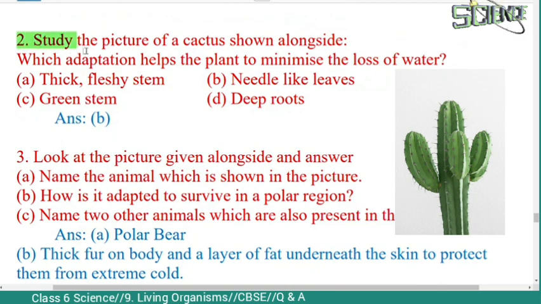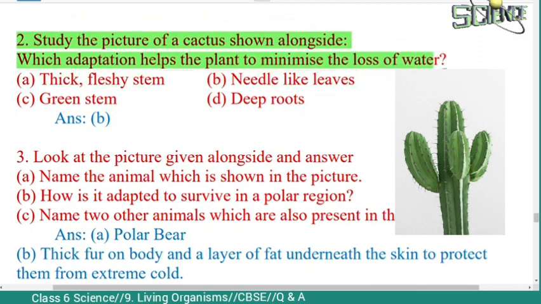Second question, study the picture of a cactus shown alongside. Which adaptation helps the plant to minimize the loss of water? The given options are A, thick fleshy stem, B, needle-like leaves, C, green stem, D, deep roots.